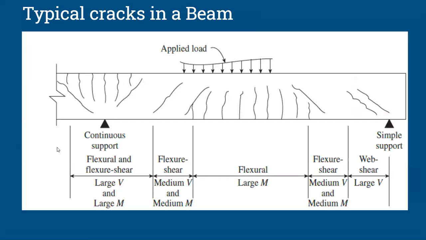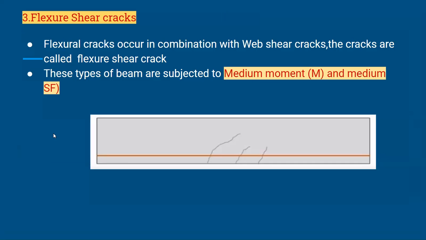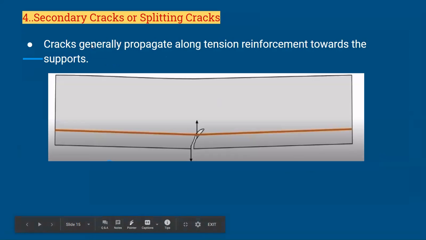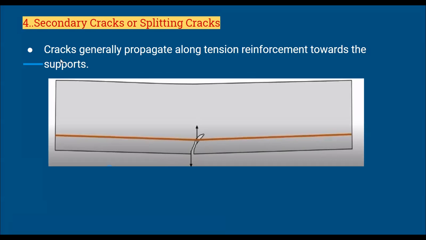Next, this we have already done. Flexure shear cracks कब होंगे? जब medium moment और medium shear force होंगे तब होंगे. Secondary cracks. These are the primary cracks. Number 4 is the splitting crack or secondary cracks. तो secondary cracks में क्या होंगे?